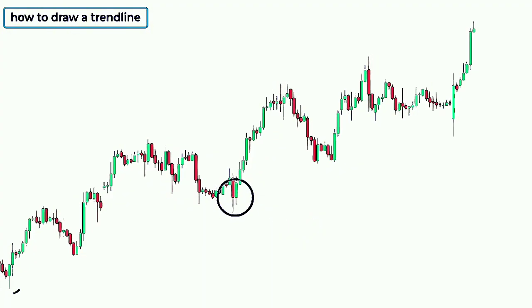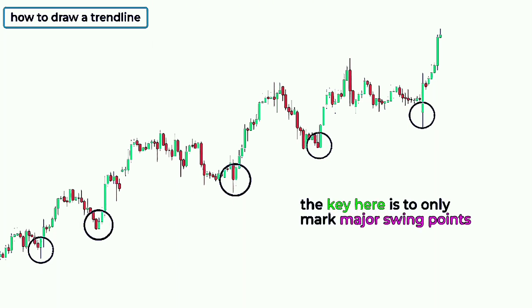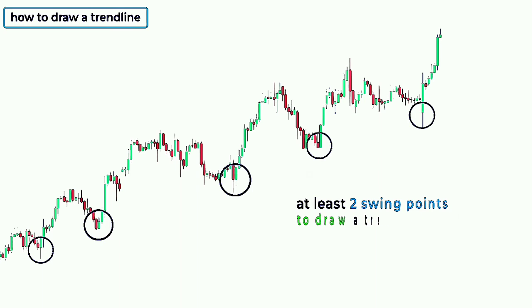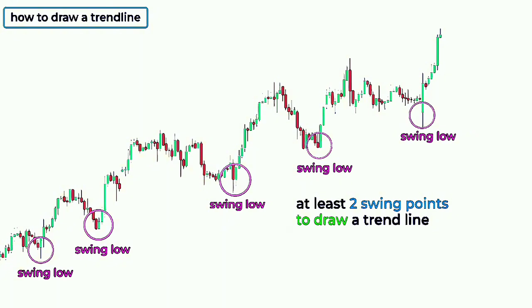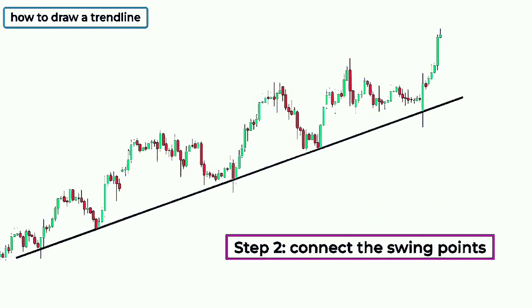And in this case, we can see multiple swing lows right here. However, the key here is to only mark the swing points that are major and obvious to spot. So, only mark the ones that stand out. Now, there needs to be at least 2 major swing points in order for us to be able to draw a trend line. In this case, we have more than enough. So, once you've identified them, simply draw a straight line connecting them. So that's going to be your trend line.